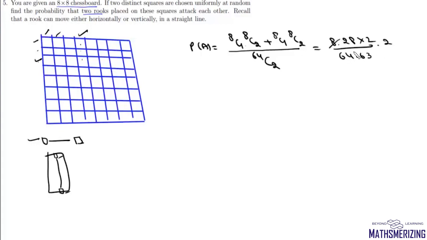So simplifying, we get 2 by 9. The probability that these two rooks will attack each other is simply 2 by 9.